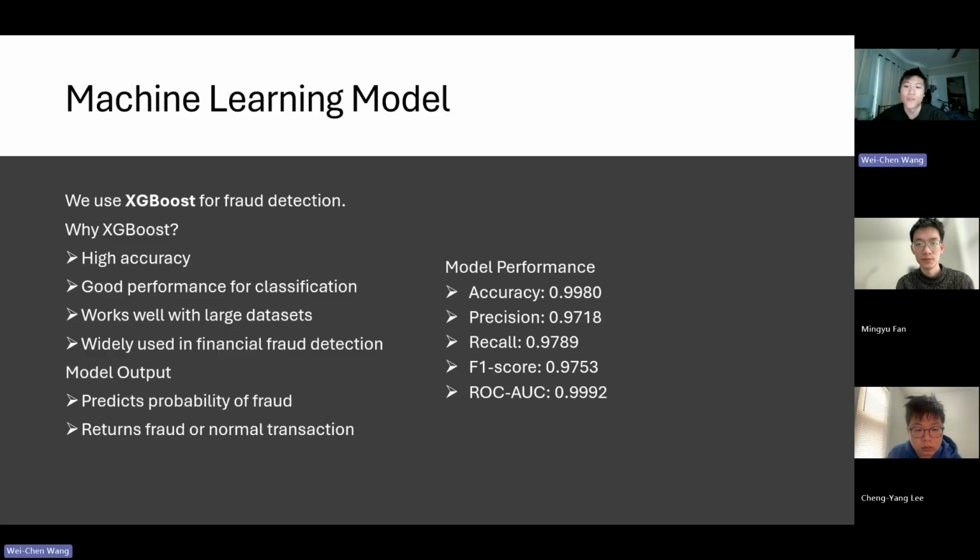So, before moving on to the automatic pipeline, we must first understand this machine learning model that underpins the inference core. We selected XGBoost as the algorithm for fraud detection. So, why do we choose XGBoost? Our decision was primarily based on the following four considerations. First, high accuracy and performance. It excels at handling classification problems and is well suited for distinguishing between legitimate transactions and fraudulent transactions.